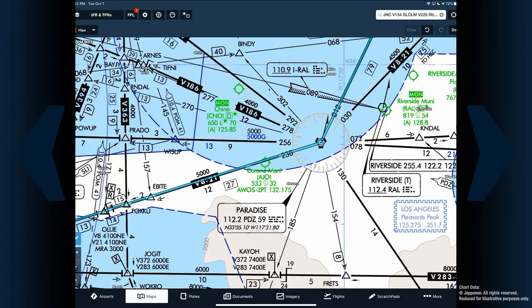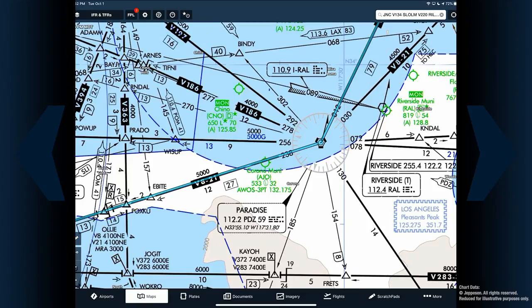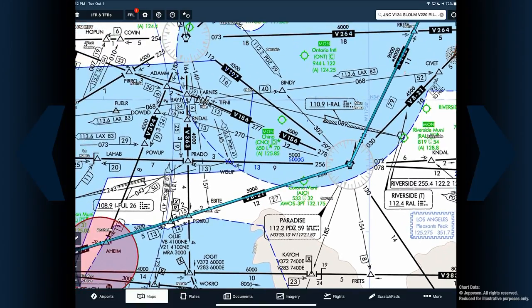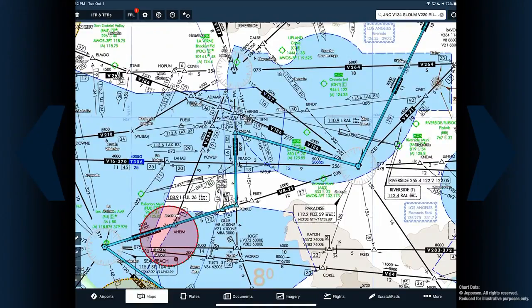From Paradise, they said radial 270. There's no way to enter a radial into ForeFlight, and so ForeFlight can't plot that. You're going to have to find it yourself. From there, you could identify radial 270 and try to trace the ForeFlight route. And this shows you exactly what ATC wants. It brings up a couple things.